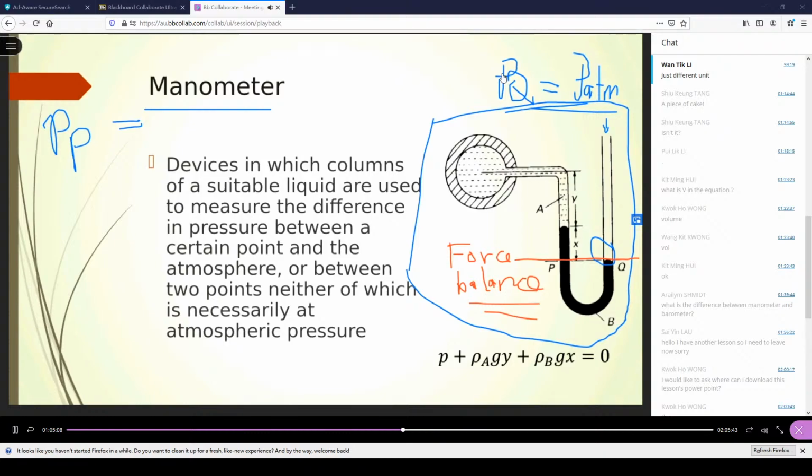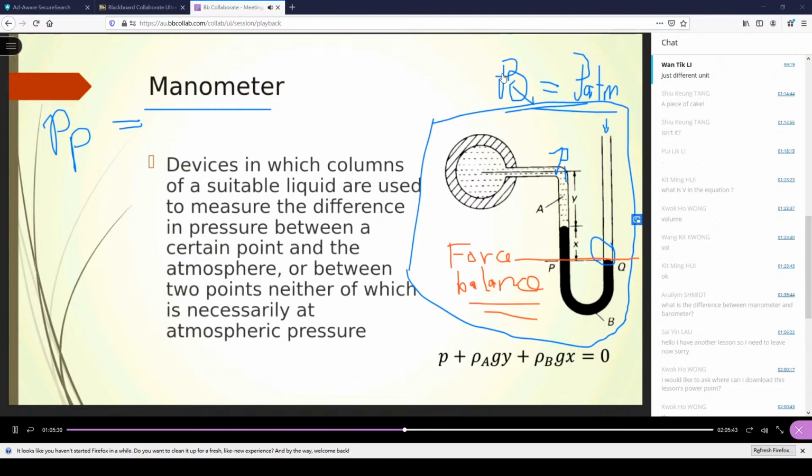At this location we have a pressure. Suppose the pressure of the fluid inside is pressure 1. So at this point we have pressure 1, and we have a water column, rho g h, and then another column, rho g x.